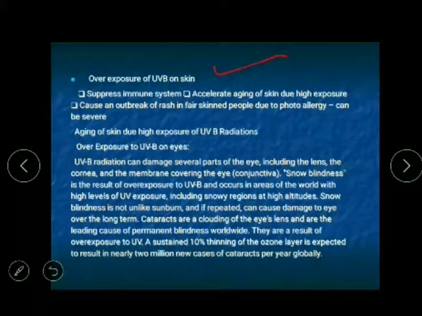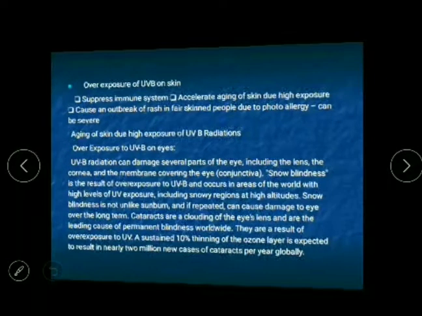Cataracts are a clouding of the eye's lens and are the leading cause of permanent blindness worldwide. They are a result of overexposure to ultraviolet. A sustained 10% thinning of the ozone is expected to result in nearly 2 million new cases of cataracts per year globally.